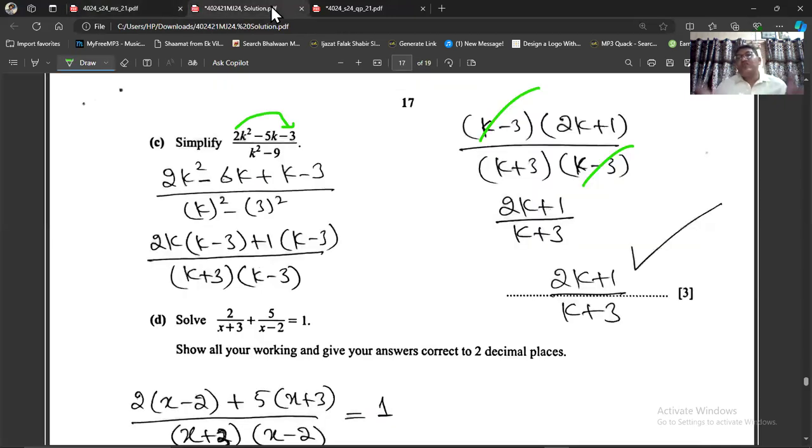I hope you understand midterm breaking. I hope you understand the difference of two perfect squares.